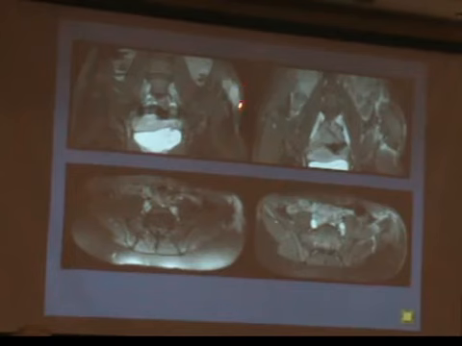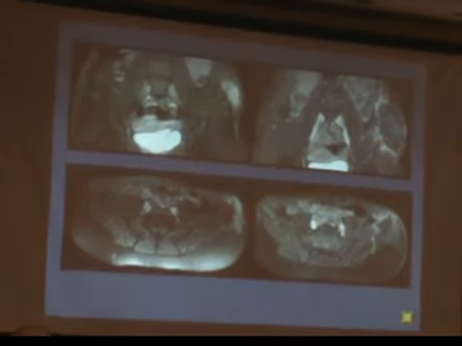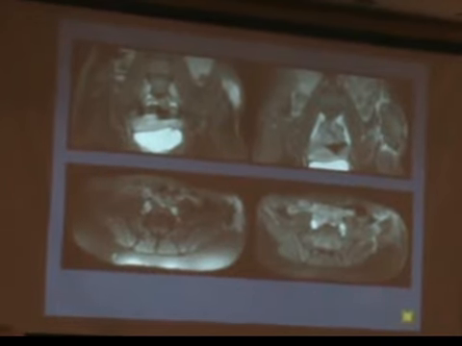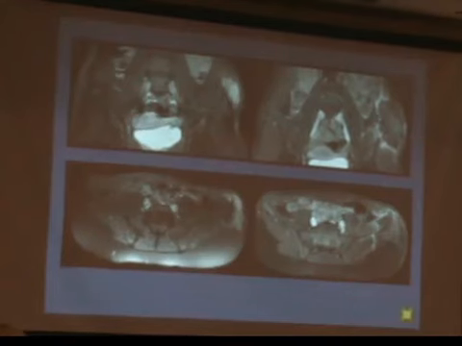So this is the pre-procedural MRI, and this is the follow-up MR showing a larger area of ablation. And this patient didn't have any recurrence in that area, and it was completely cured. I think this is the last slide.